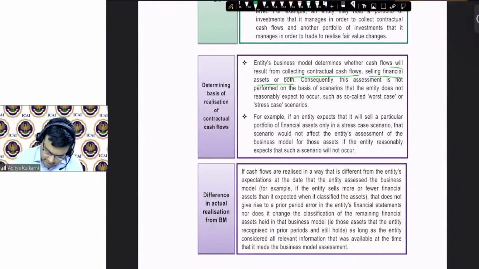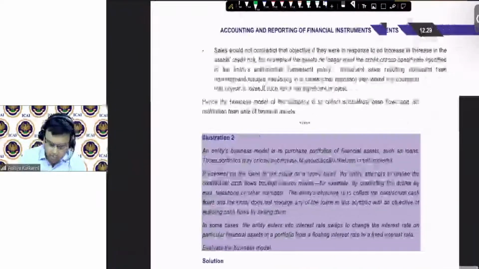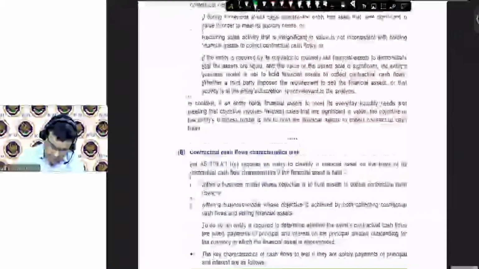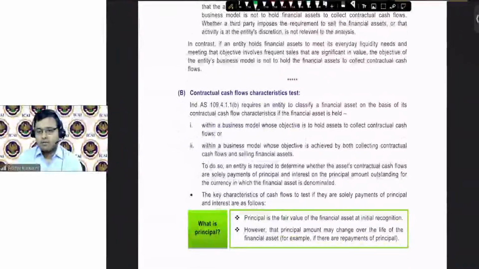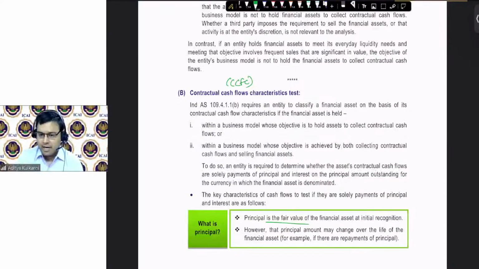Okay, difference in actual realization from the business model does not give rise to a prior period error. We told you, change in the sudden run on deposits, you had to sell, so it will not change the classification. Okay, there won't be any change. So that is what we have already discussed. Now let us come to the next part. I have also discussed with you the contractual cash flows characteristics test, CCFC. Okay. CCFC test. Principal is the fair value at recognition. We'll see that now.